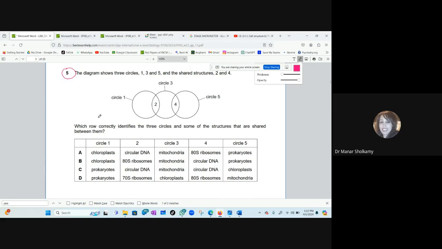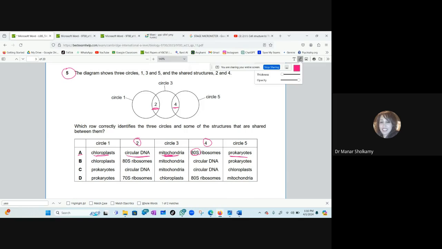Now, when you get a question like this, because this question is very common, always look at the 2 and the 4 and what they're sharing. So I'll go to the 2. Let's look at A. Circular DNA, is it shared between chloroplast and mitochondria? And let's look at 4. Are the 80 Svedberg ribosomes, the big-sized ribosomes, shared between mitochondria and prokaryotes? Is A correct?